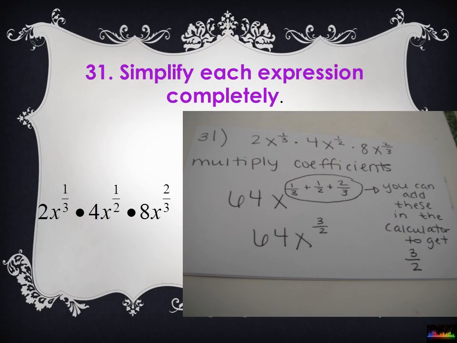This one looks complicated, but it's really not. You can multiply your coefficients first, so 2 times 4 times 8 gives you 64. And then remember, when you're multiplying by the same base, all you do is add your exponents. So you get 1/3, 1/2, and 2/3. Your common denominator here would be 6 to add them together. And so when you add these all together and reduce your fraction, you get x to the 3/2. So it's 64 x to the 3/2.